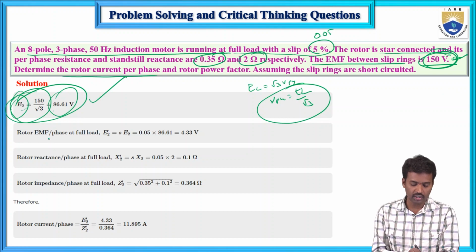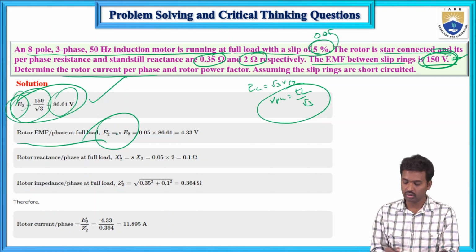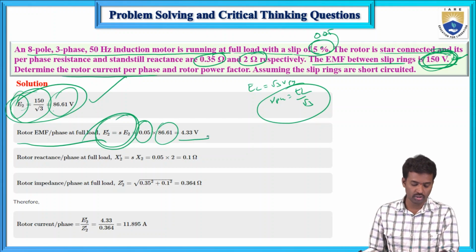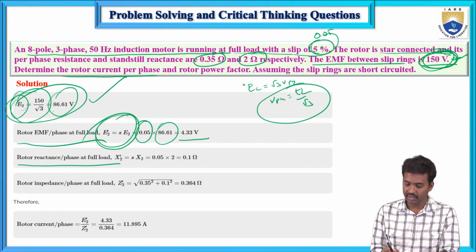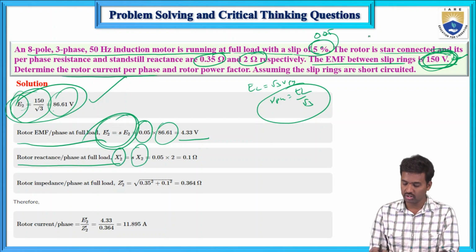Now the rotor EMF per phase at full load. For the rotor, this is the EMF: E2 dash equals S into E2. With this S value, it equals 4.33 volts. And the rotor reactance per phase at full load, X2 dash, equals S into X2.